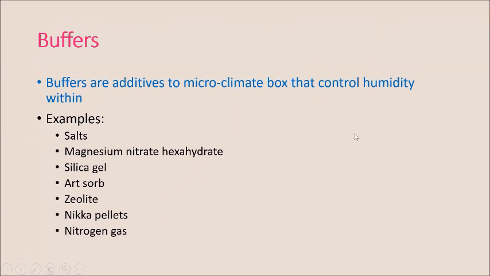Now, what are the buffers? To understand the earlier representations, we need to know what buffers are. Buffers are additives to the microclimate box that control humidity within the box or the frame, because the frame can be in the form of a box at the back. Examples are salts, magnesium nitrate hexahydrate, silica gel, Artsorb. Artsorb is the commercial name, and it is similar to silica, with some lithium chloride salt added to it. Then zeolite, nickel pellets, nitrogen gas.